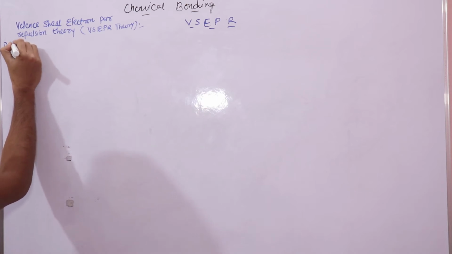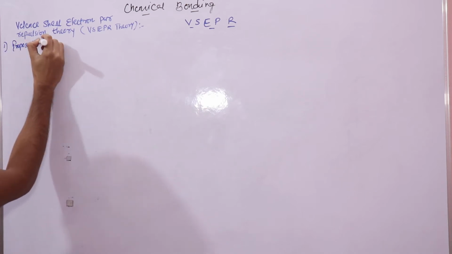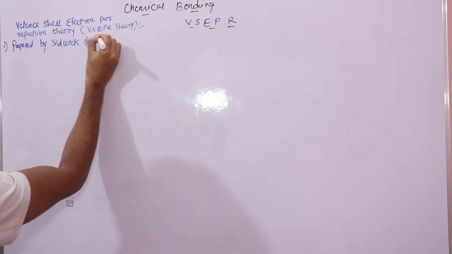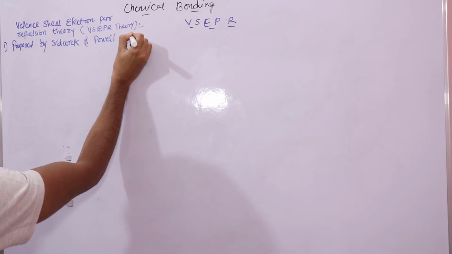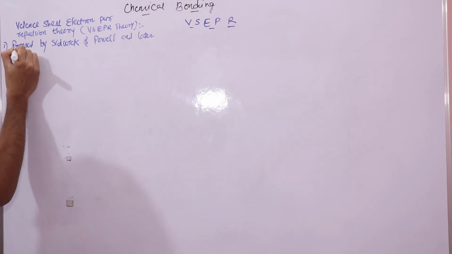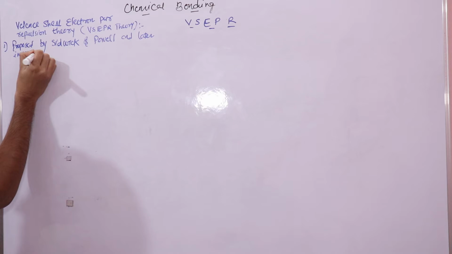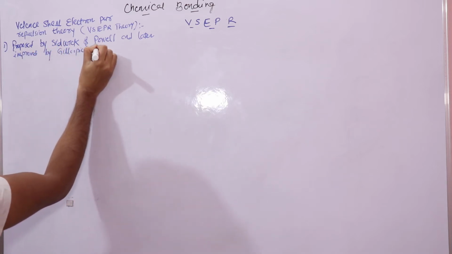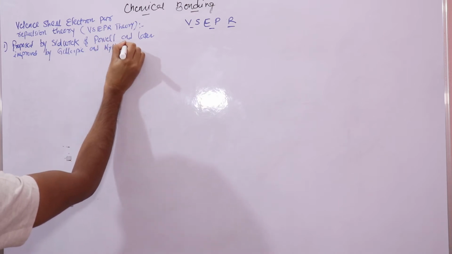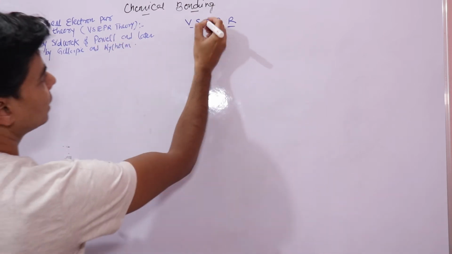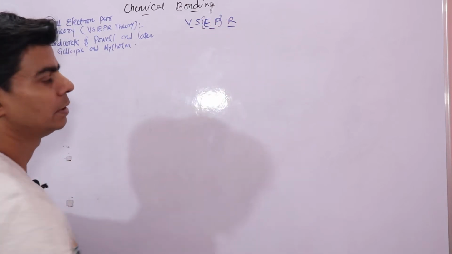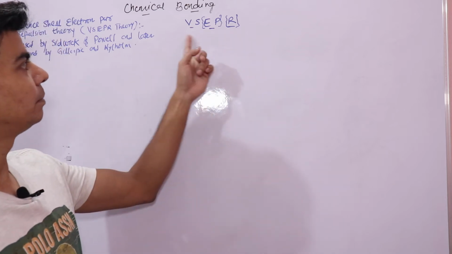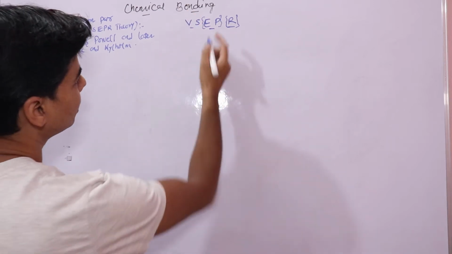This was proposed by Sidgwick and Powell, and later improved by Gillespie and Nyholm. Now electron pair is important in VSEPR theory, and the repulsion term. How are electron pair, repulsion and valence shell related? We'll see.